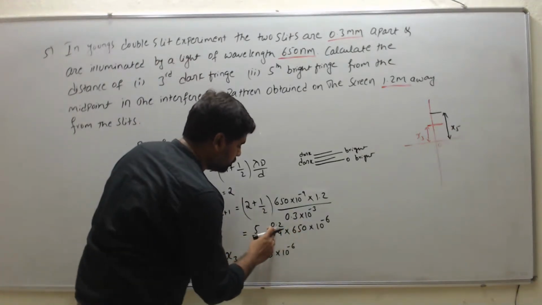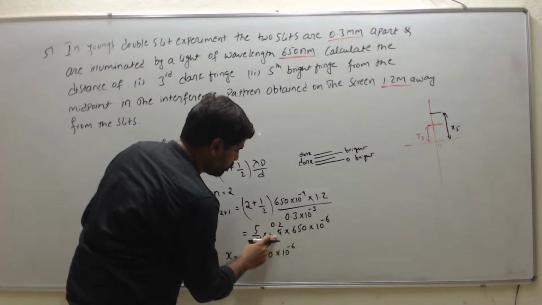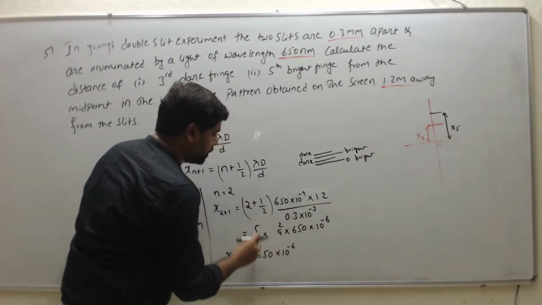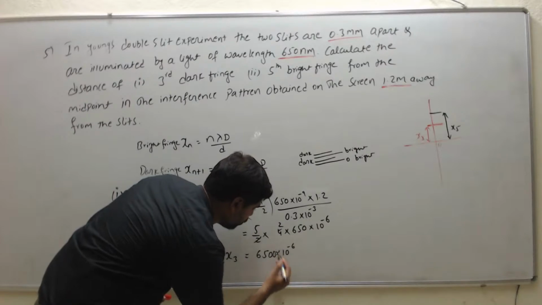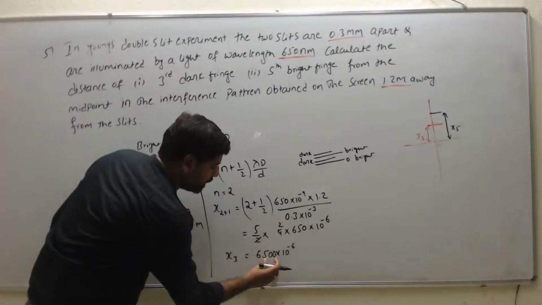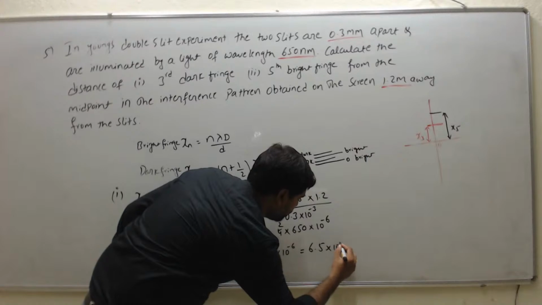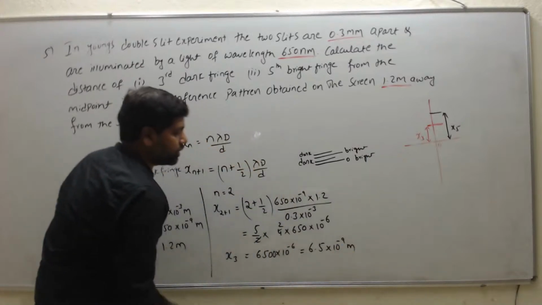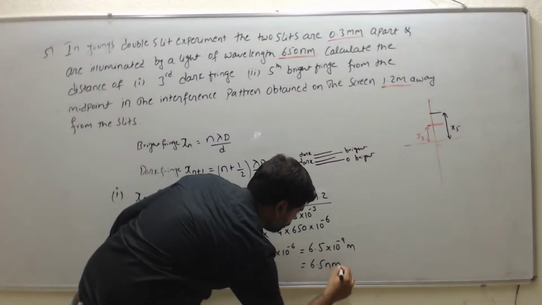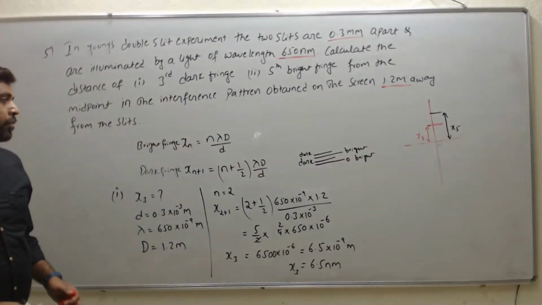Here it is not 0.1, it is 4. So here we get 2 fives are 10, then here we get 1 more 0. So 6,500. If we shift the 3 digits, then we have to multiply, that is, we get 6.5 into 10 to the power of minus 9 meter. So 10 to the power of minus 9 can be written as nanometer, that is 6.5 nanometer. So this is the third dark fringe, right?